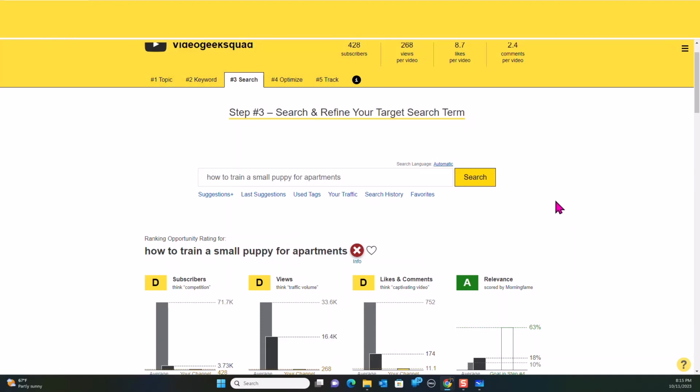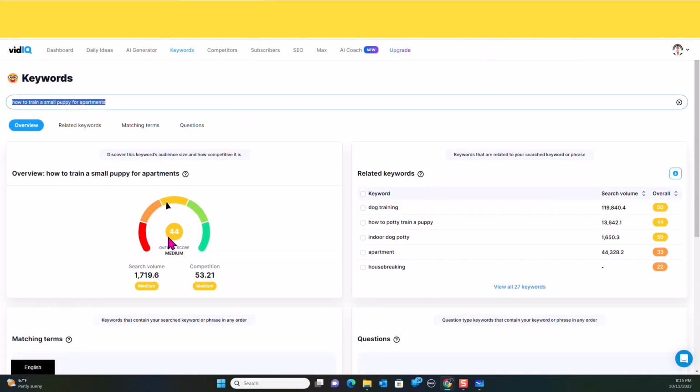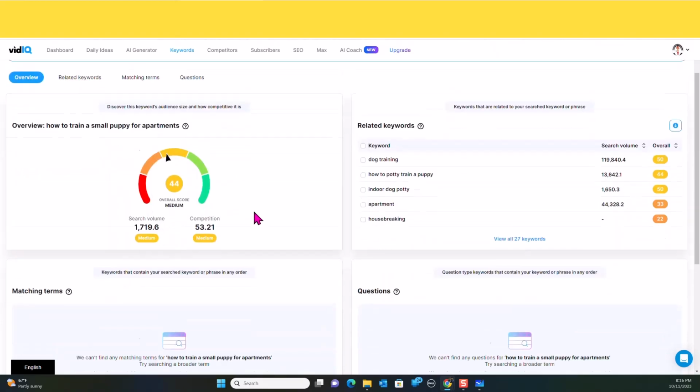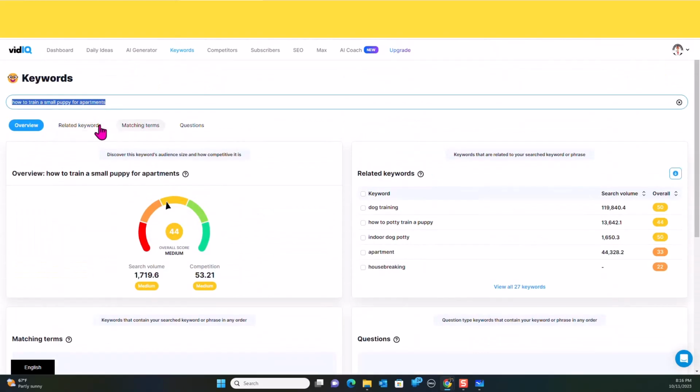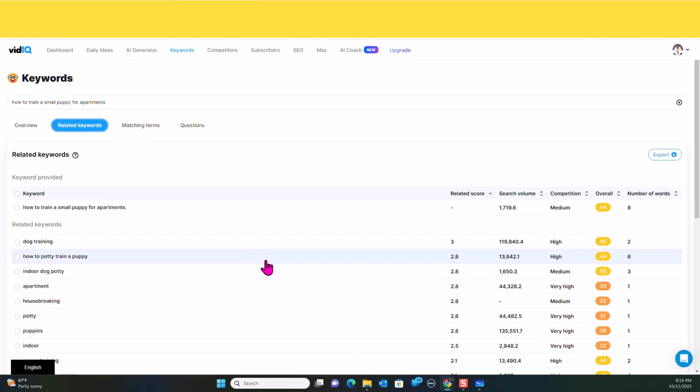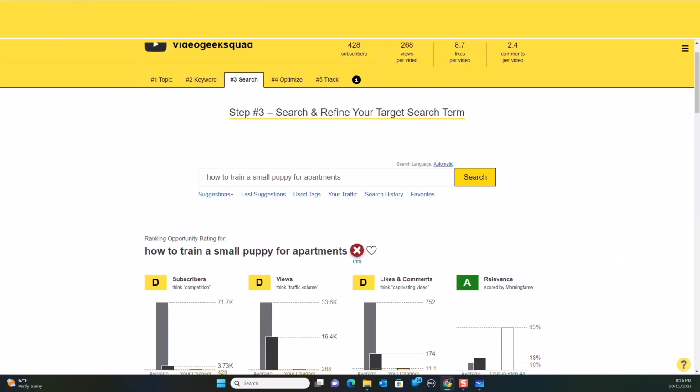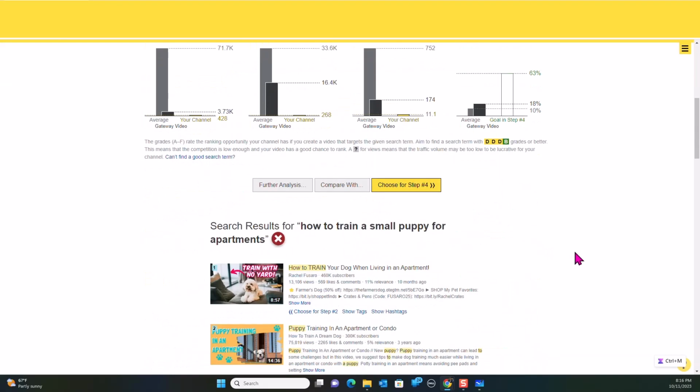Now, this is a longer term keyword, and you remember that I told you not all of the keywords will have a keyword score as far as search is concerned. But if you're looking here, this is telling you that this is a medium score keyword that would be pretty relevant that you could actually use. Now, you can look for some related keywords as well, and you can include those inside of your description and so forth. But how to train a small puppy for apartments, you can look that up to see if that term is being searched even more. But this would be one of these keywords that you could possibly do.